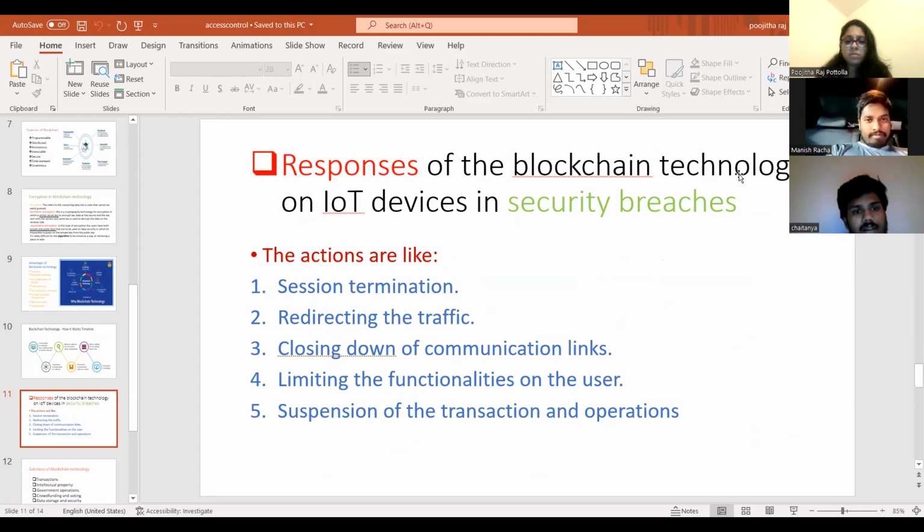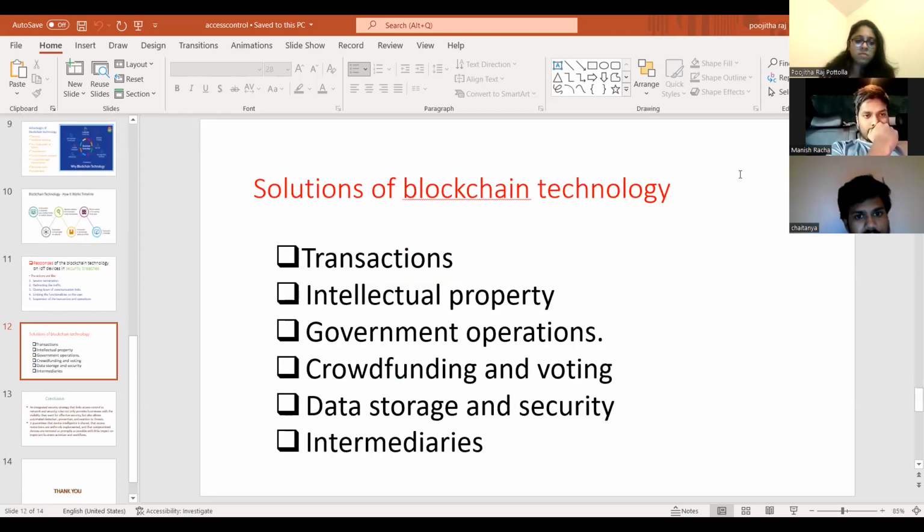So guys, coming to the response of blockchain technology on IoT devices in security breaches, the actions are session termination, redirecting the traffic, closing down communication links, limiting the functionalities of the users, and the last one is suspension of the transactions and operations. Next slide.